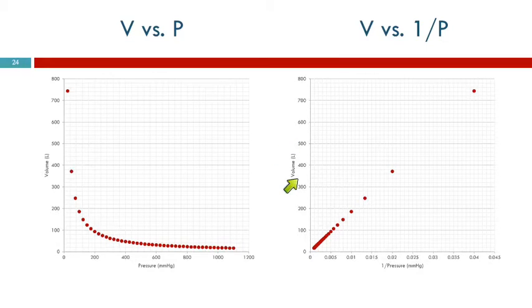Well, if we graph the volume versus 1 divided by the pressure, the reciprocal of the pressure, now that data turns into a beautiful straight line. And that is the relationship. The volume and the pressure are linearly related. As one goes up, the other goes down.